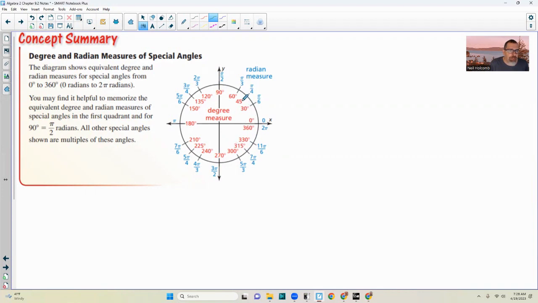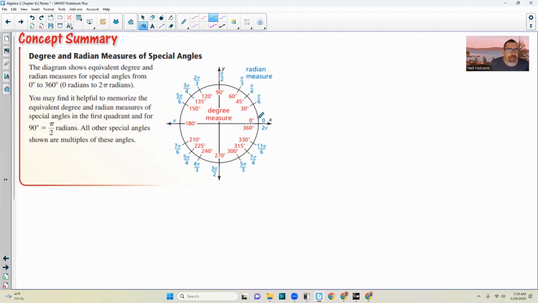So 30 degrees, 45, 60, 90. 30 degrees more than 90 is 120, 45 degrees more than 90 is 135, and 60 degrees more than 90 is 150. Then you go on to 180. Add 30, 210, add 45, 225, add 60, 240. So you're just adding 30, 45, and 60 in each quadrant. It just repeats itself. If you learn the first quadrant and just add 90 to it, you've got the rest. Add 90 and add 90 again and add 90 again, of course.